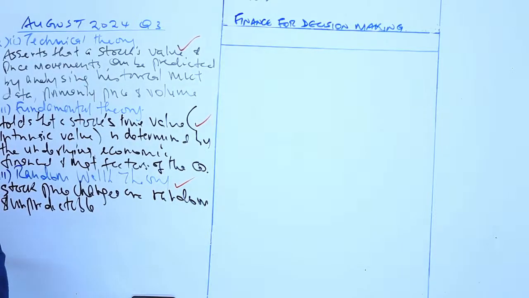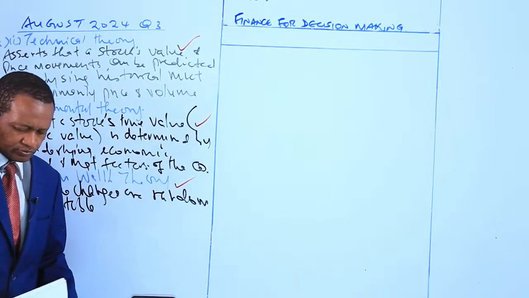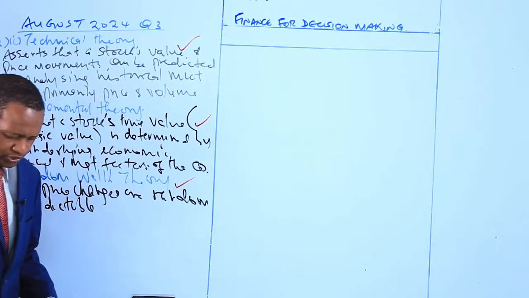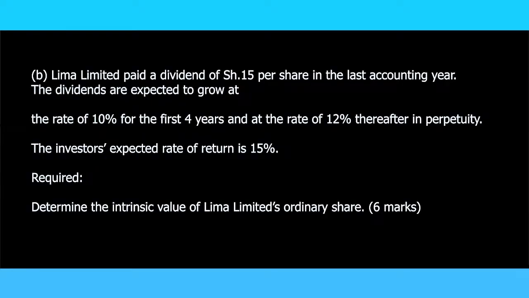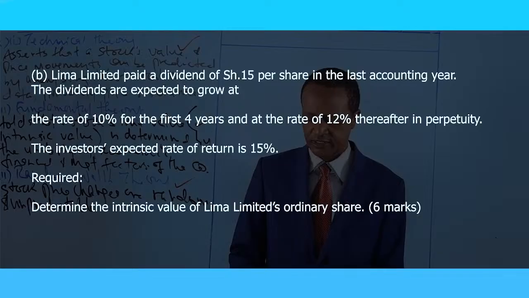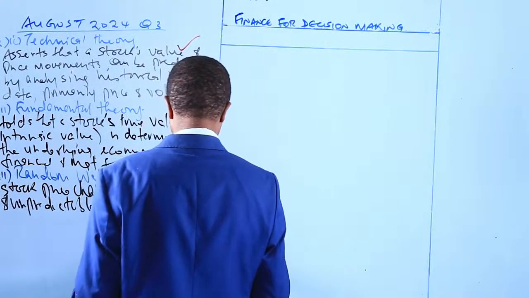Now let's move to the second part of the question. It reads that Lima Limited paid a dividend of 15 shillings per share in the last accounting year. The dividends are expected to grow at the rate of 10% for the first 4 years and at the rate of 12% thereafter in perpetuity. The investor's expected rate of return is 15%. Required, determine the intrinsic value of Lima Limited's ordinary share. 6 marks.